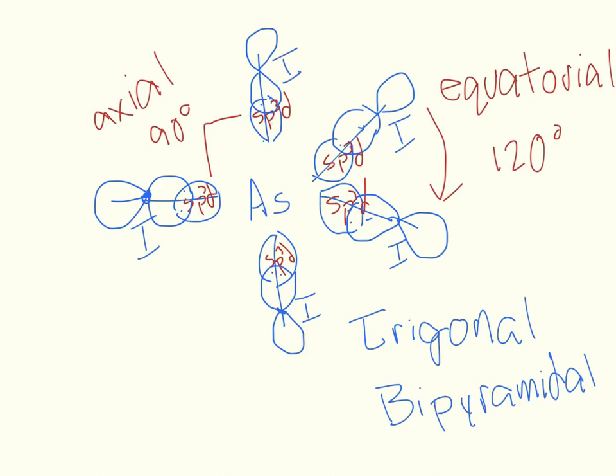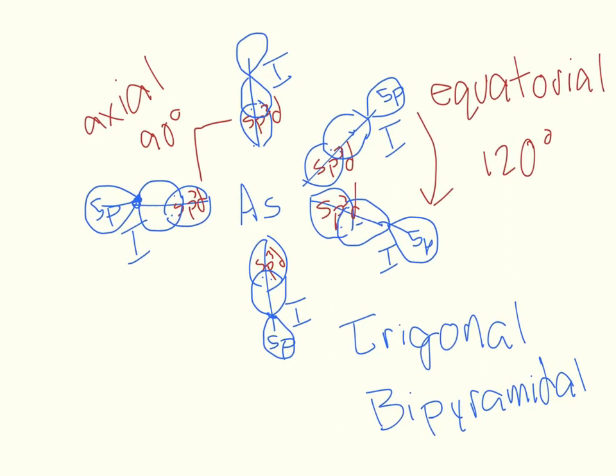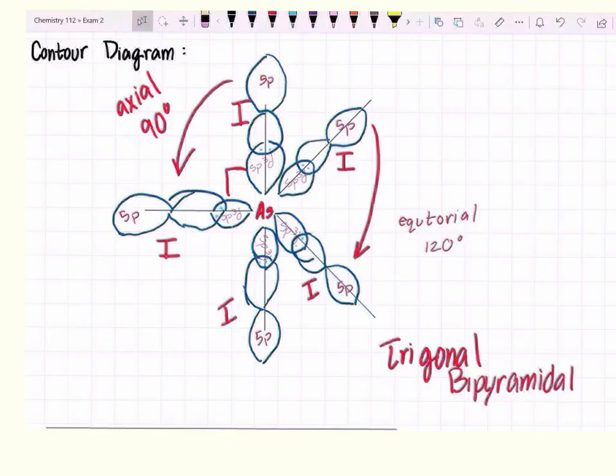Also, we have to label these 5p, because they are from 5 different iodines. And that would be it for the contour diagram. Here's a better picture of arsenic 5 iodide, which is trigonal bipyramidal in the contour diagram.